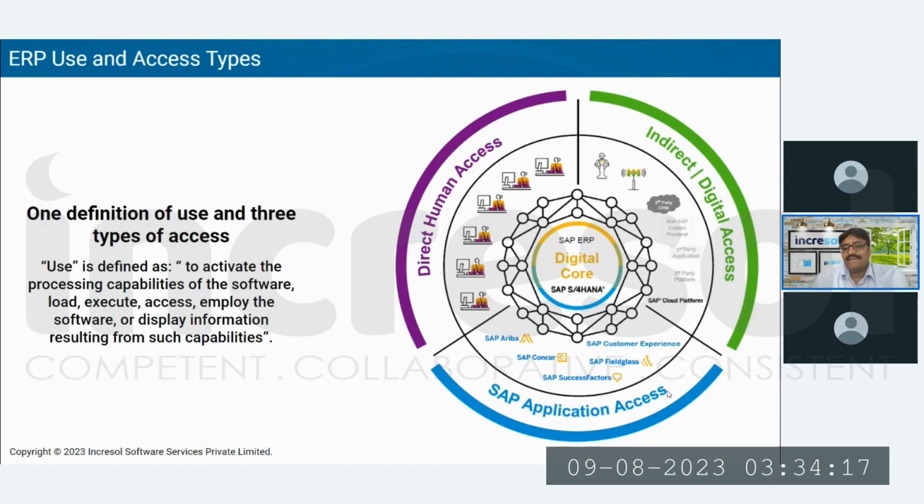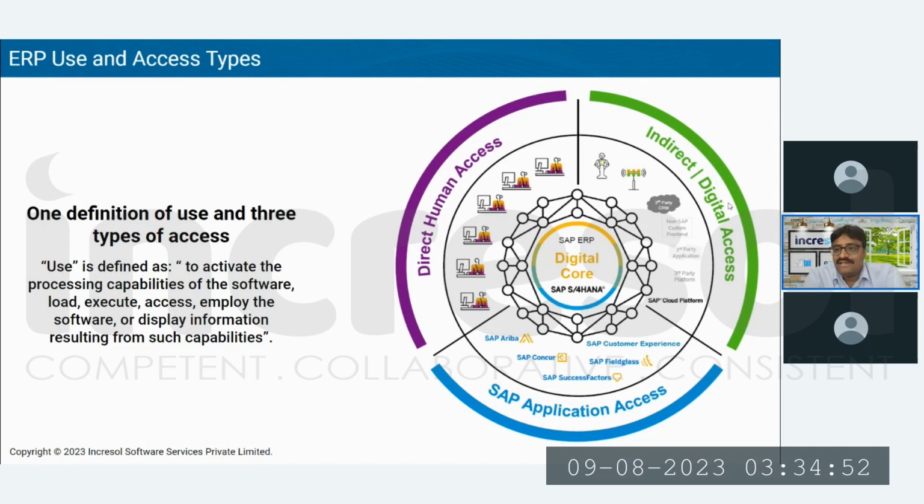The other category is SAP application access. Other than the digital core or the ERP system, SAP has many other applications like Ariba, Concur, SuccessFactors, Fieldglass, SAP CRM, SRM. All those come under the SAP application access category. That means users log into any of these applications, and these applications internally communicate with your core SAP system. That type of access comes under SAP application access. And the third category is the indirect or digital access criteria.